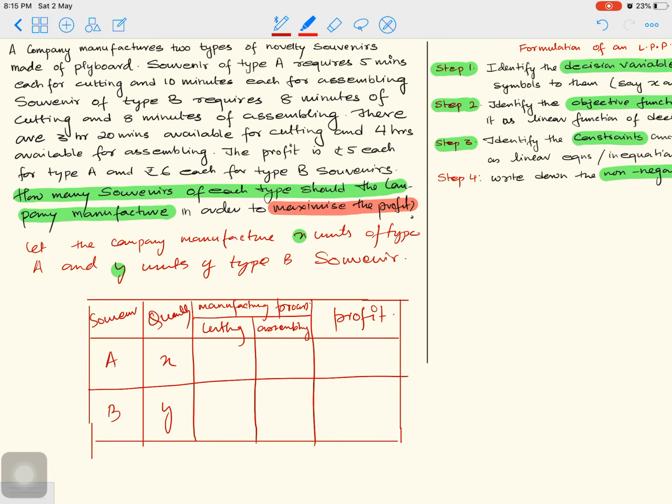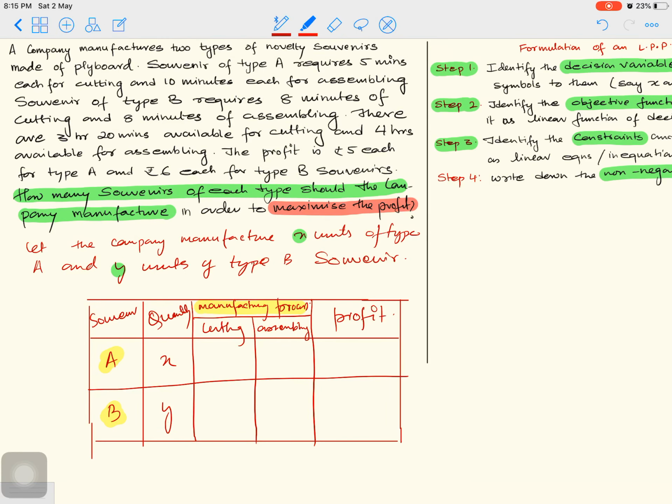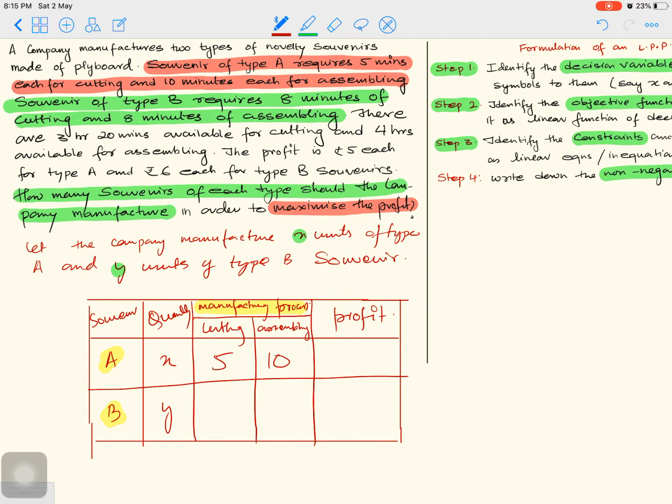So the manufacturing process, as you can see here, I'll highlight it for you. What is involved? Cutting and assembling. Let's see how much time is required for cutting type A and how much time is required for cutting type B. Souvenir of type A requires 5 minutes each of cutting and 10 minutes each of assembling. So I'm going to write this down: type A, 5 minutes for cutting and 10 minutes for assembling. Souvenir of type B requires 8 minutes of cutting and 8 minutes of assembling. Let me write that down as well.